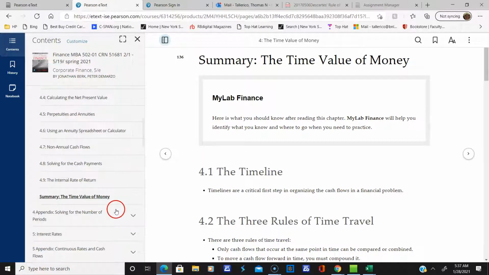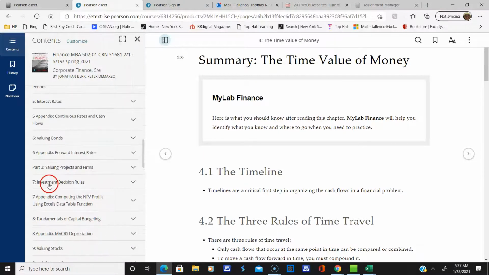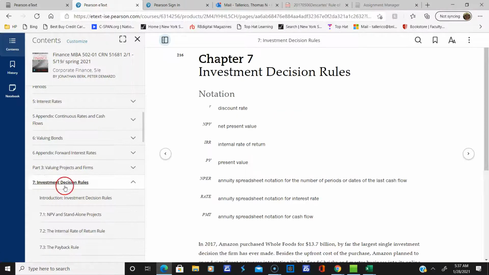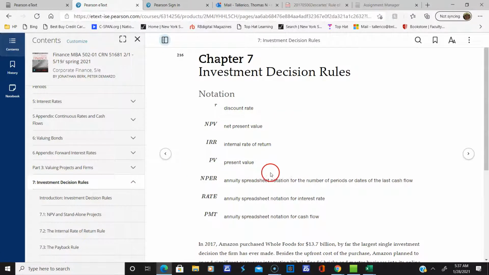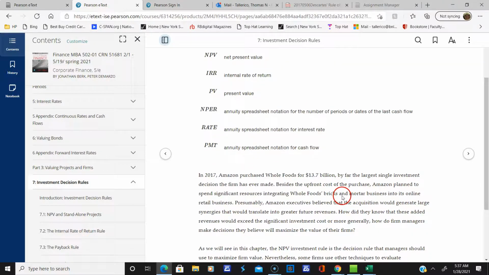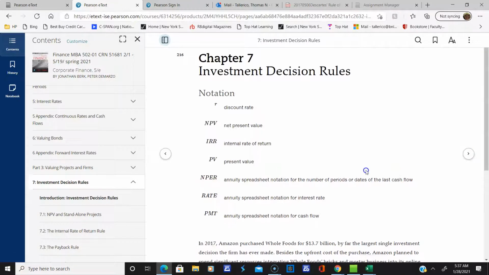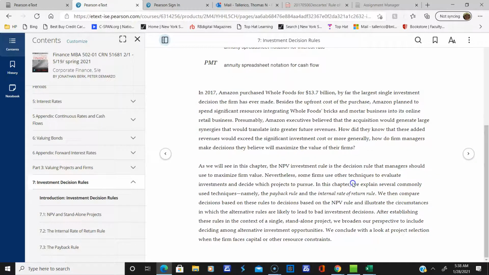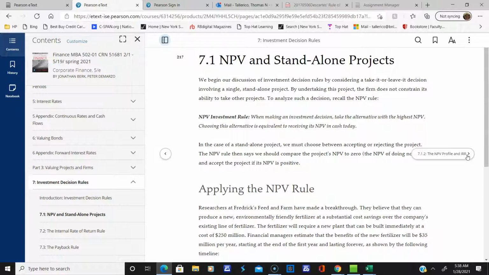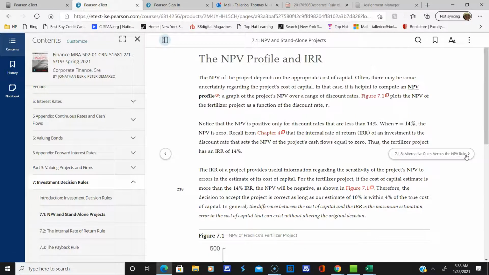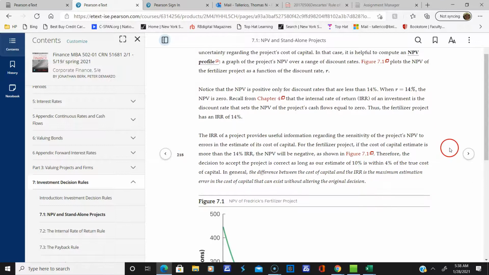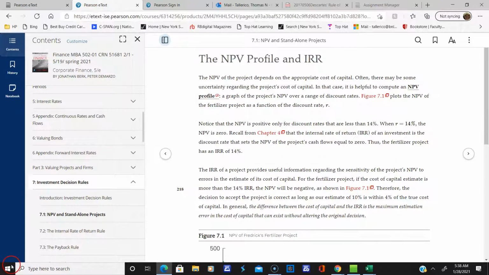So what I want to do now is jump over to Chapter 7 and discuss some of the problems. I think it's important we start discussing the problems. Under Chapter 7, which is called Investment Decision Rules, let me look for IRR. So we'll pick up here on Chapter 7.1. We're at 7.1, all right?